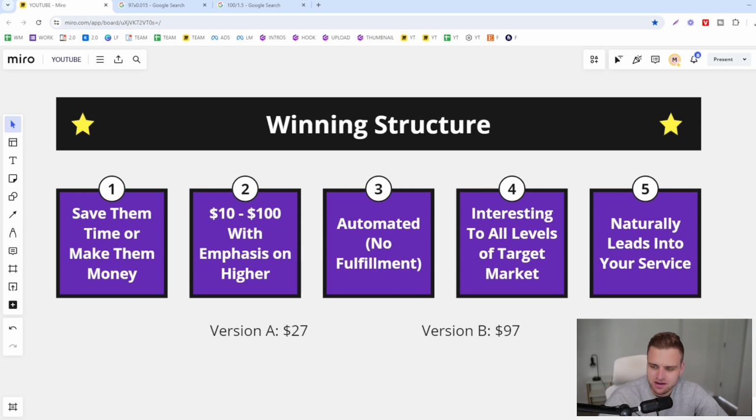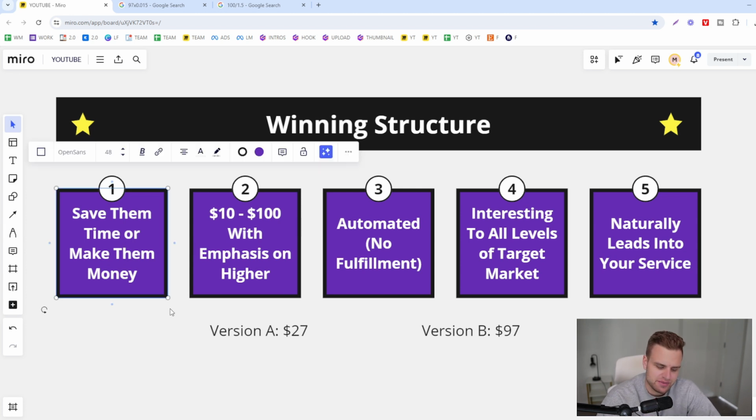And then the 5th one is it needs to naturally lead into your service. If it doesn't lead into your service, it kind of defeats the whole purpose of this. If you sell email marketing services and you're selling ad templates, it doesn't really make sense, does it? So let's go through these one at a time.